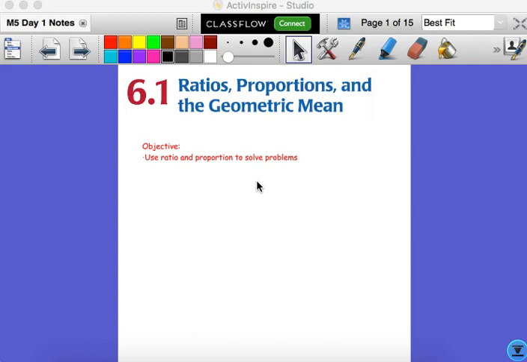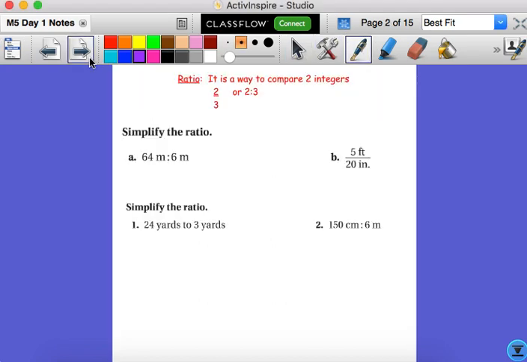Today we will begin Module 5 by looking at ratios, proportions, and geometric mean. So a ratio is just a way to compare two integers, typically seen as a fraction or as two numbers with a colon in between. So we're just going to start today by simplifying the ratio, just like you would simplify a fraction.